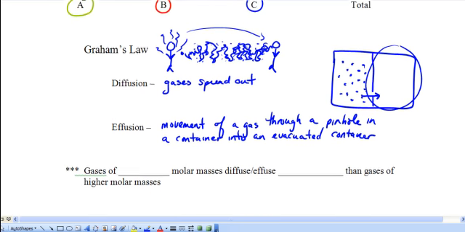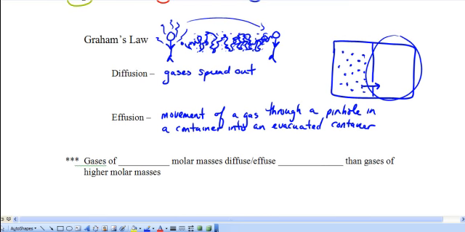And so you have a take-home message. Gases of lighter molar masses, or smaller molar masses, are going to effuse or diffuse faster than gases of higher molar masses. The smaller the molecule is, the faster it moves. The faster it moves, the faster it's going to be able to effuse or diffuse through a container or throughout a room. All right?